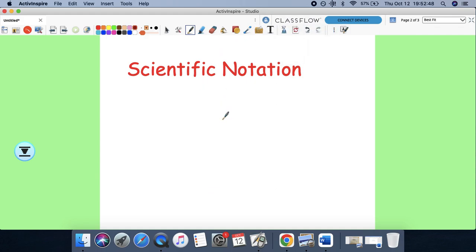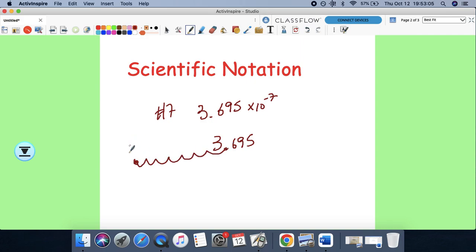Number 7, write in standard form. So 3.695 times 10 to the negative 7. We're going to go left, right? Because it's negative. 1, 2, 3, 4, 5, 6, 7. So my new number, can I see this? 1, 2, 3, 4, 5, 6. Which one has 6? It's going to be 1, 2, 3, 7. It's going to be B. Okay.